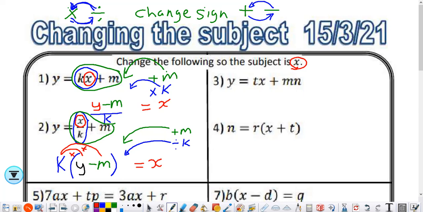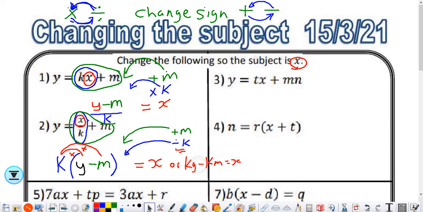So I can write it in the form k bracket y minus m bracket. Okay. If you wrote it as ky minus km, that would also equal x. So both of those would be correct. Remember, my k in this term has to times both terms, so ky minus km.